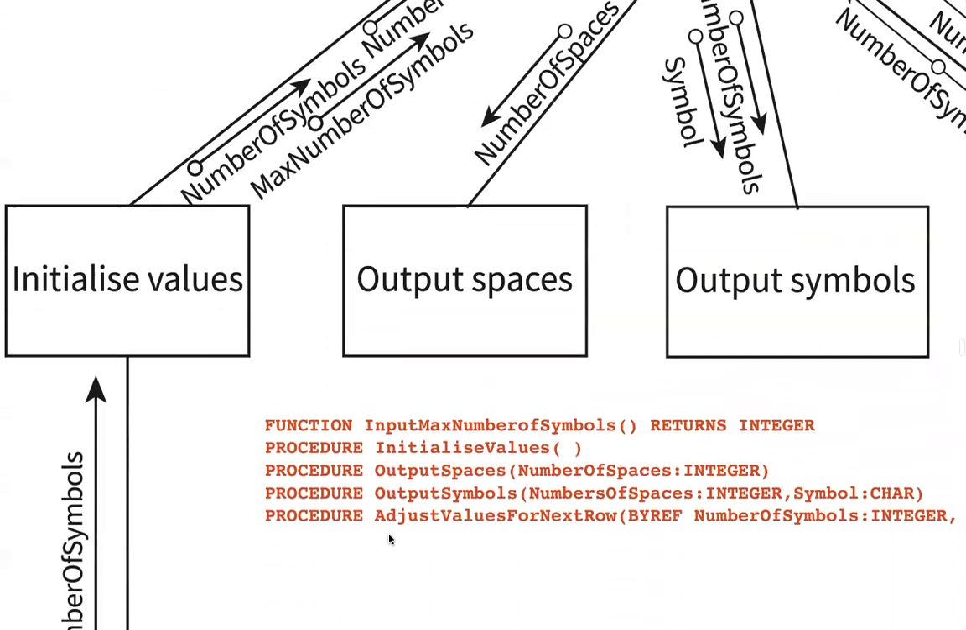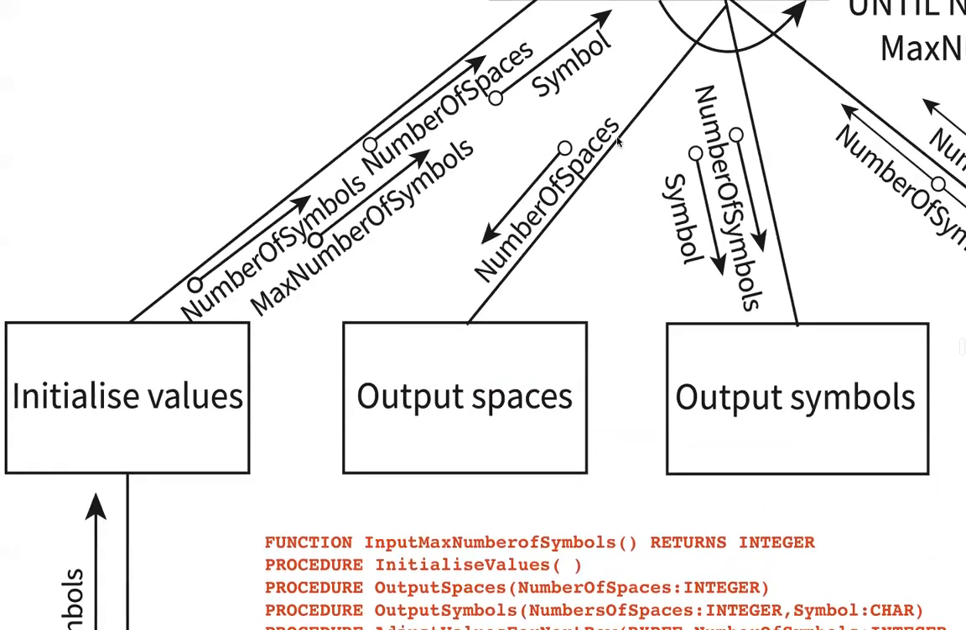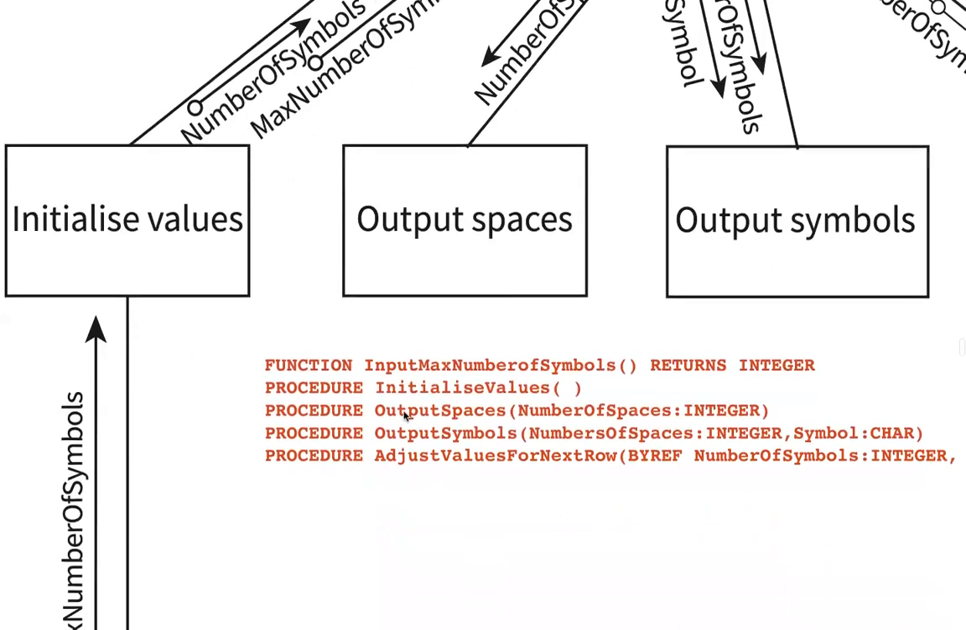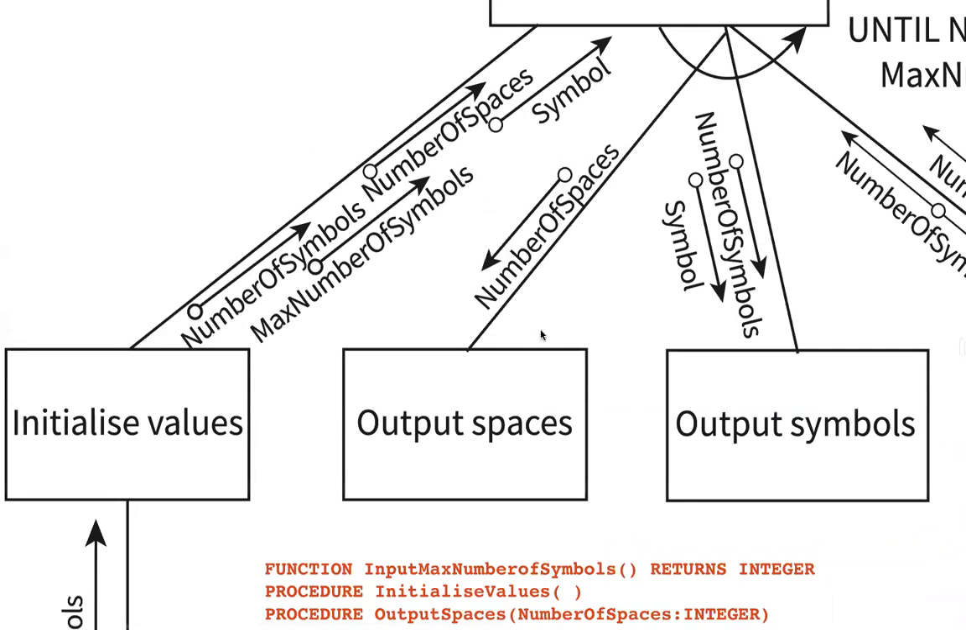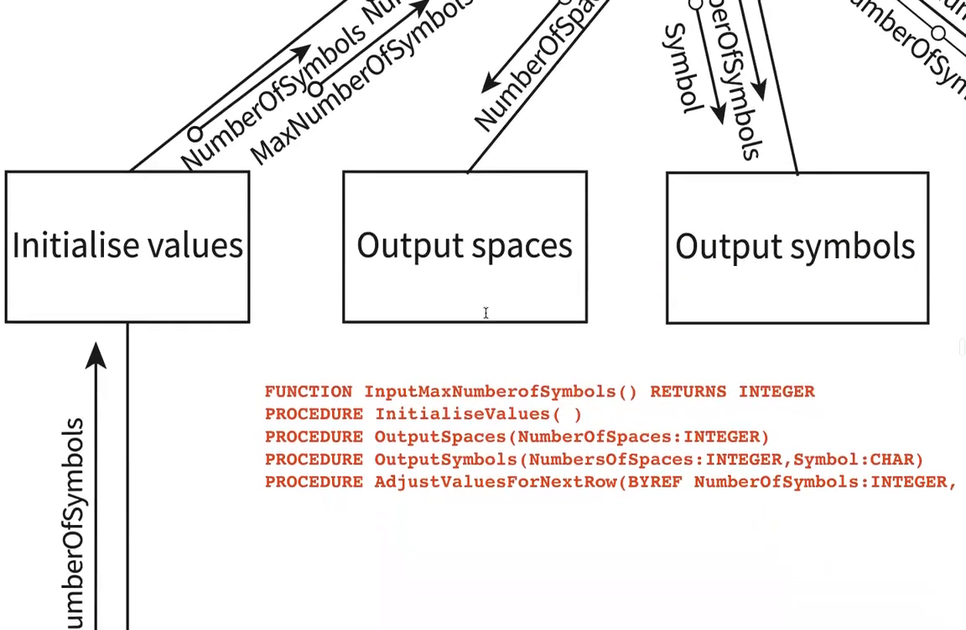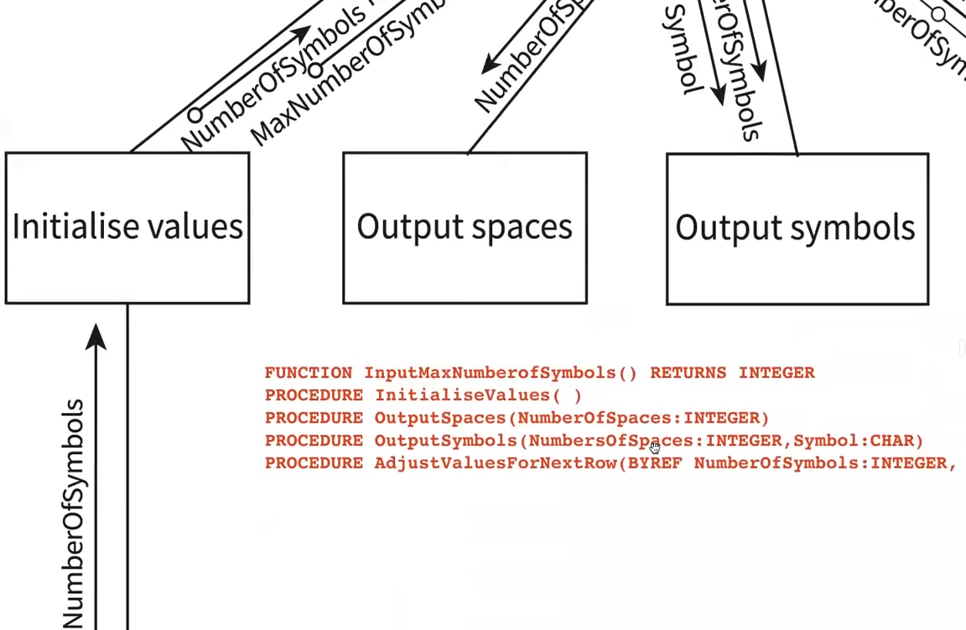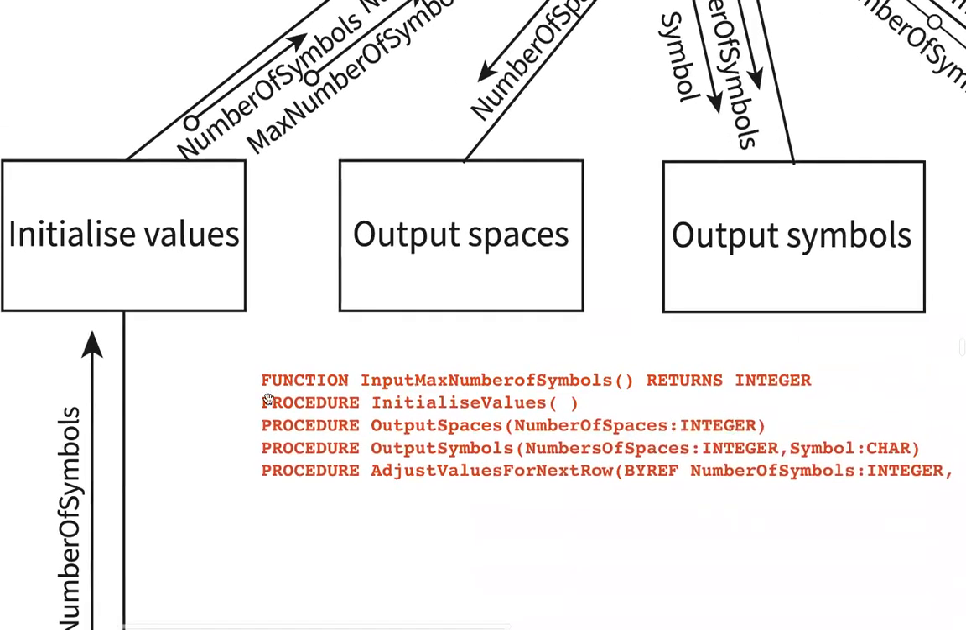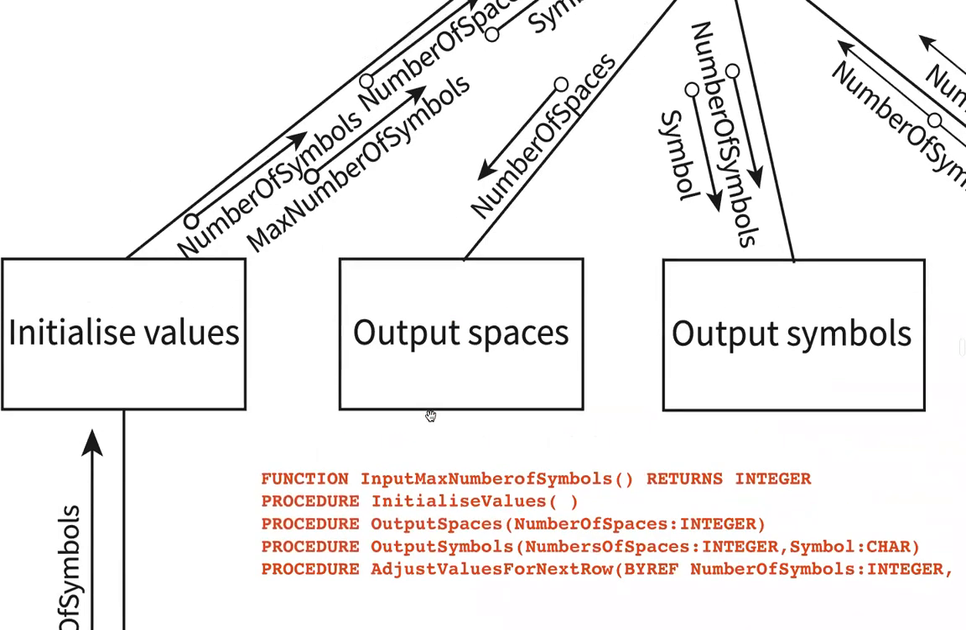Moving on, let's see output spaces. Output spaces, from the looks of it, requires a parameter, and since it's not returning anything, it will not be considered a function. So in that case, output spaces takes number of spaces as a parameter, the type of which is integer. And it doesn't return anything, so I don't have to mention return or call it a function. Similarly, output symbols right here takes two values as parameters, number of symbols and symbol. Number of symbols is integer and symbol which you're passing is type character.